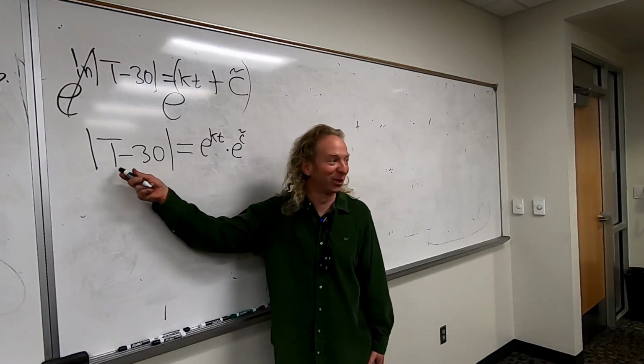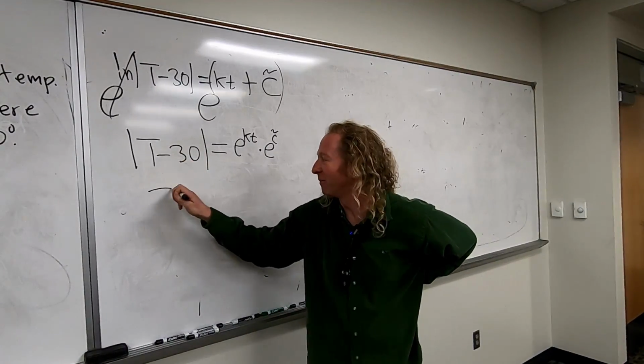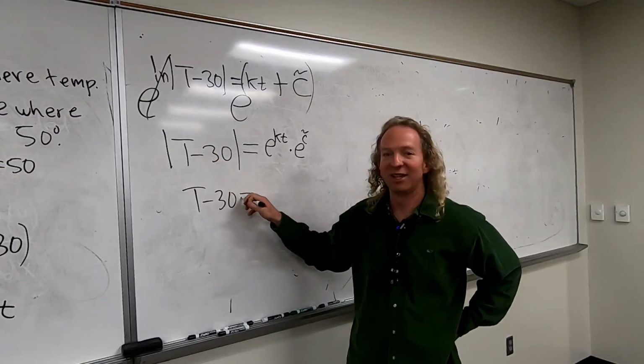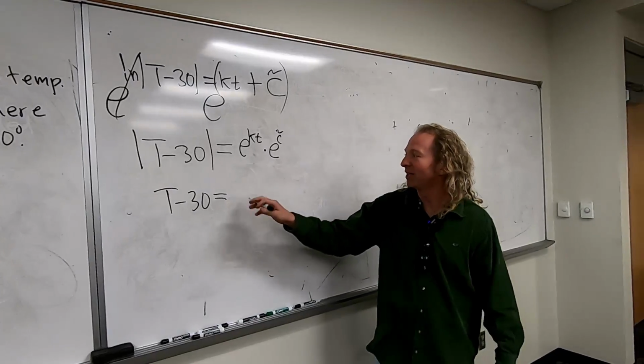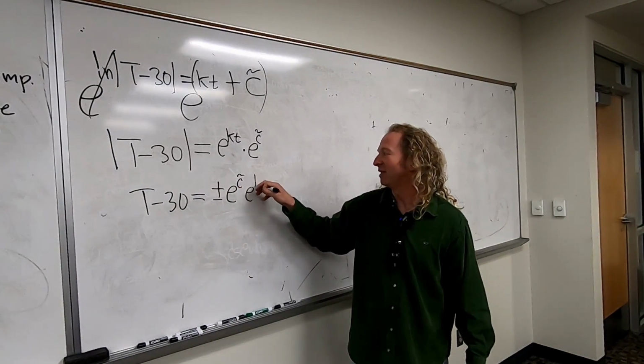Okay, so we want to get rid of the absolute value. When you drop it, do you remember what you always put? Plus or minus. Yeah, plus or minus e to the c tilde, e to the kt.